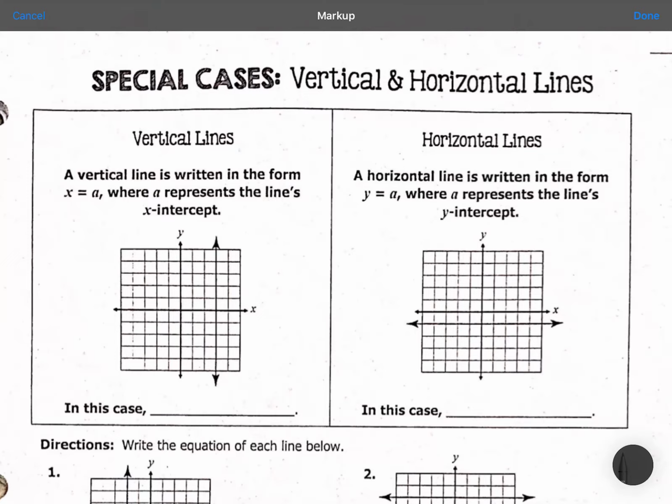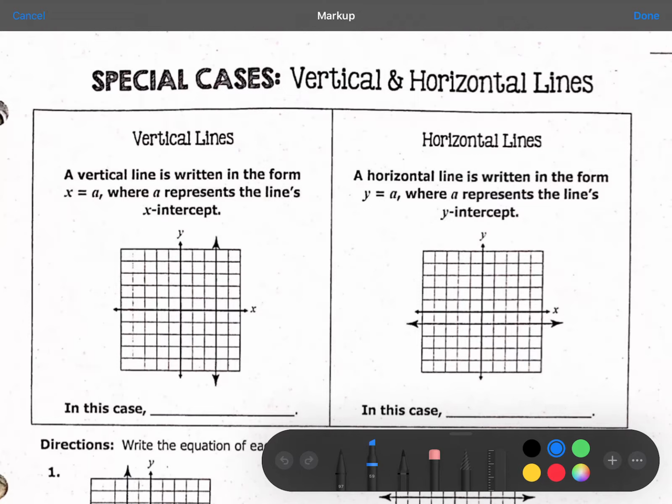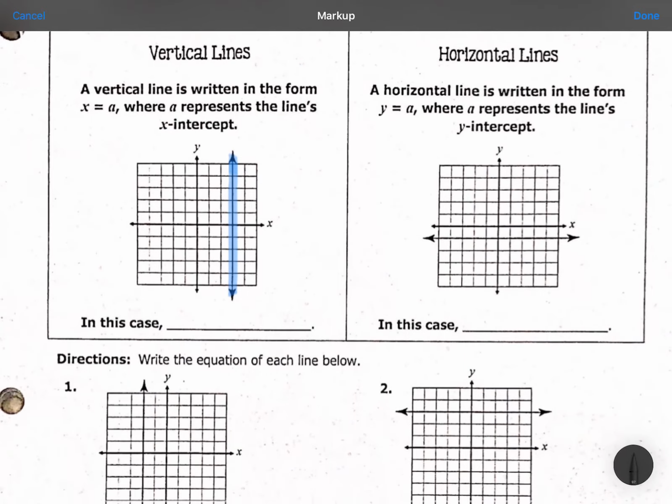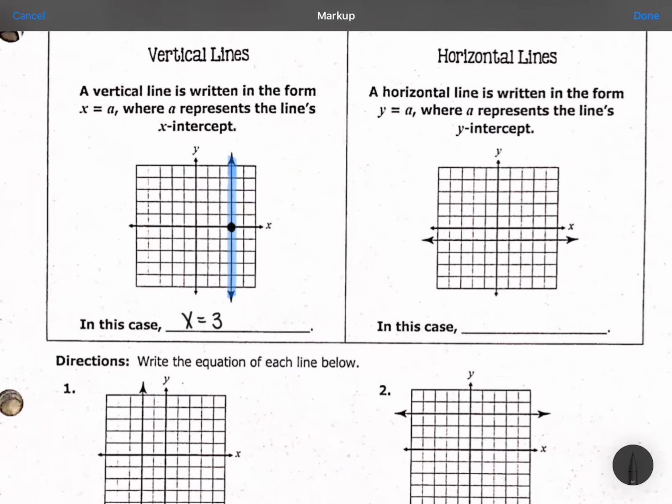All right, so there are two special cases. One is the vertical line, and a vertical line is written in the form of x equals a, where a represents the line's x-intercept. It's kind of hard to see this line, but here it is. In this case, my a value is going to be 3, because I'm going to put a dot right here. You don't have to, but that dot is on the 3. So this equation is x equals 3, because it is touching the x-axis. It's not touching the y, so there's no y in the equation. That's one easy way to remember that.